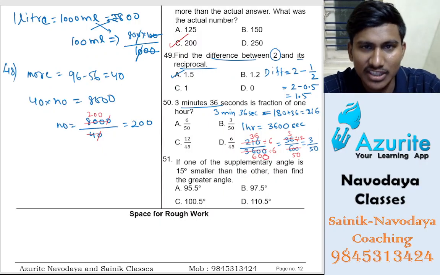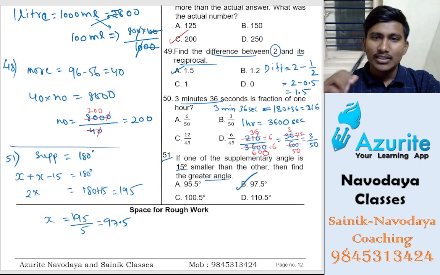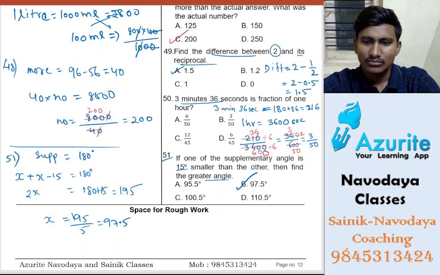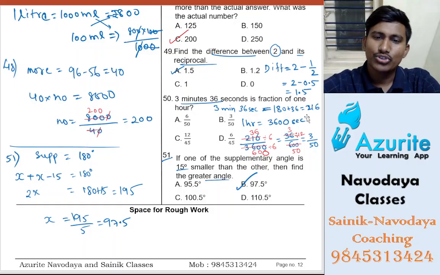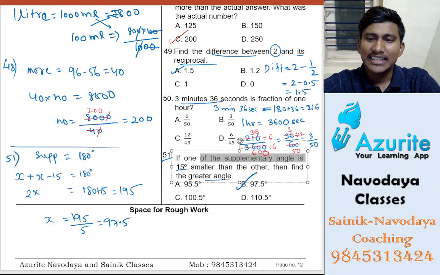Okay, now simplification you should learn. So listen here students. Question 51. What is the question? One supplementary angle is 15 degrees smaller than the other. Then find the greater angle.